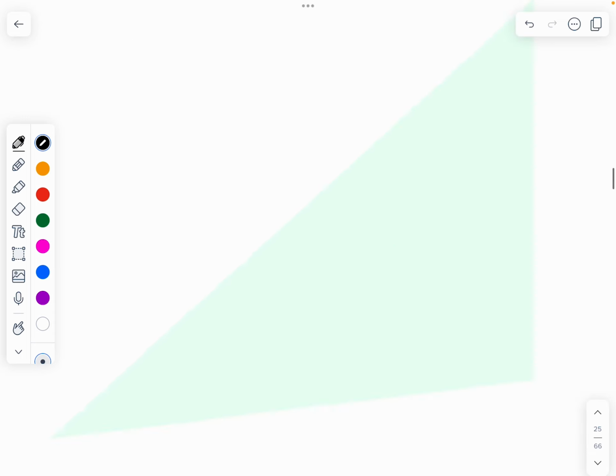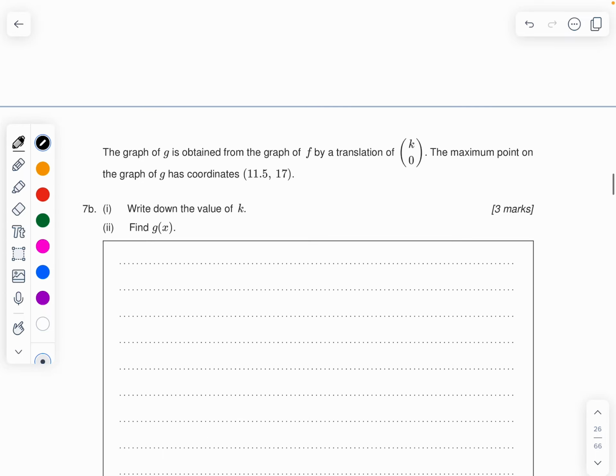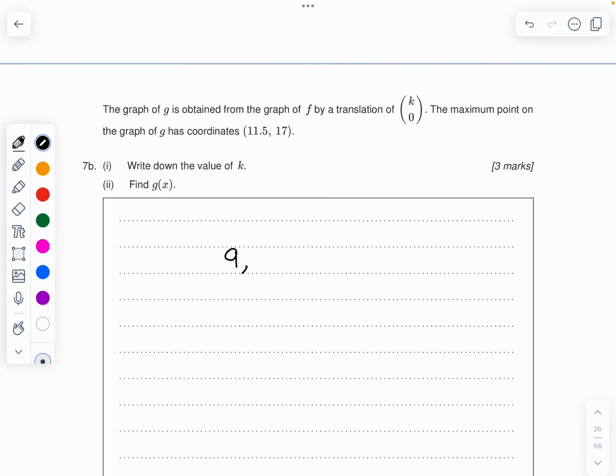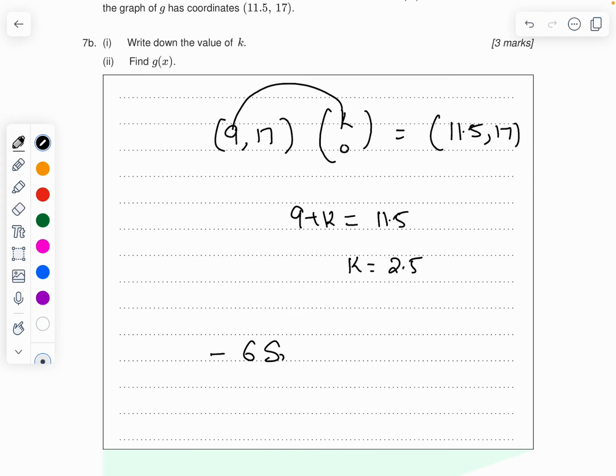The graph of g is obtained from the graph by translation (k, 0). The maximum point became (11.5, 17). Write the value of k. Previously the maximum point is (9, 17). Now to that we are adding (k, 0). So 9 plus k should become 11.5. So k equals 2.5. Write g of x. It's going to be the same, negative 6 sine of pi by 6 times (x minus 2.5) plus 11, because it has moved plus 2.5, so therefore the opposite sign, minus 2.5. This is going to be the answer.